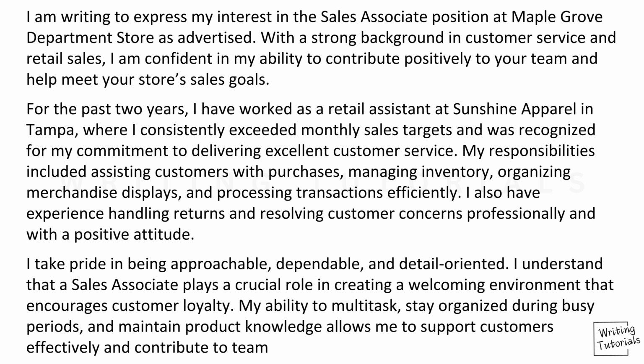The first sentence focuses on character. I take pride in being approachable, dependable, and detail-oriented. These are traits every good sales associate should have. Then you show that you understand your role. A sales associate plays a crucial role in creating a welcoming environment. This sentence shows that you know it's about more than just selling. It's about the whole customer experience. You follow that with skills, multitasking, organization, and product knowledge. These are great qualities to mention, especially in fast-paced retail environments.